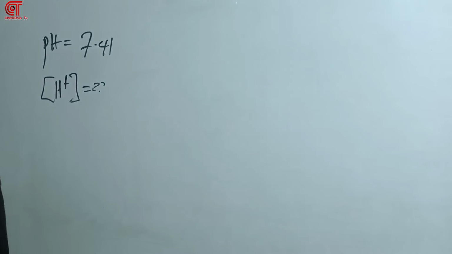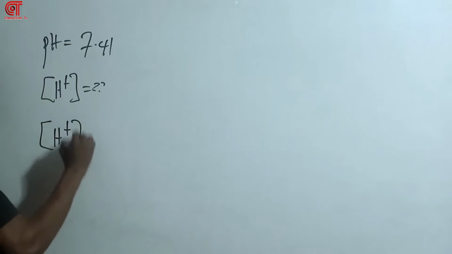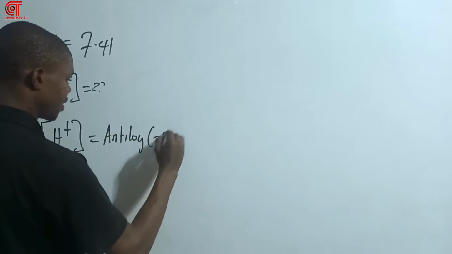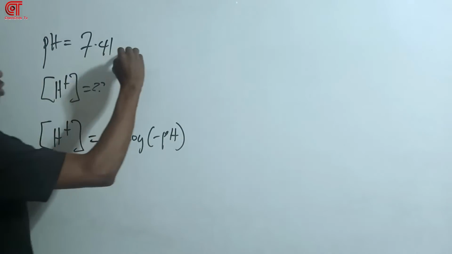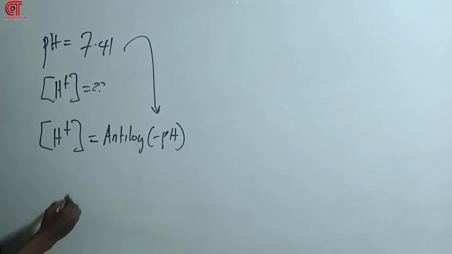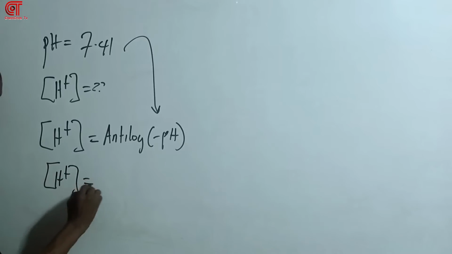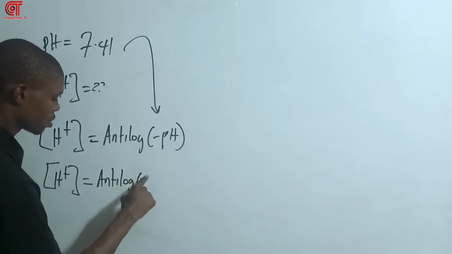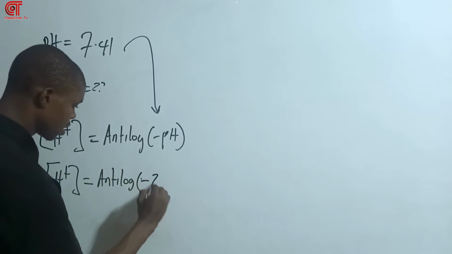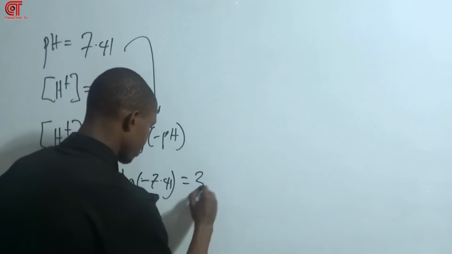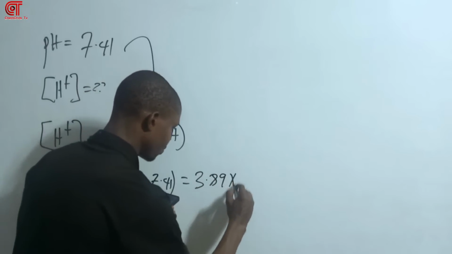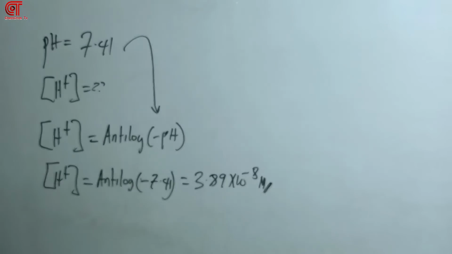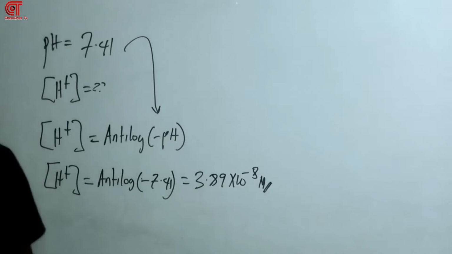Of course, I've given you the formula here. When you have something like this, H plus equals antilog of minus pH, right? So what you want to do is to impute your value here and get your answer. So here we have H plus equals antilog of minus 7.4, which is 3.89 exponential minus 8 molarity. So this is it. Let's look at another one.